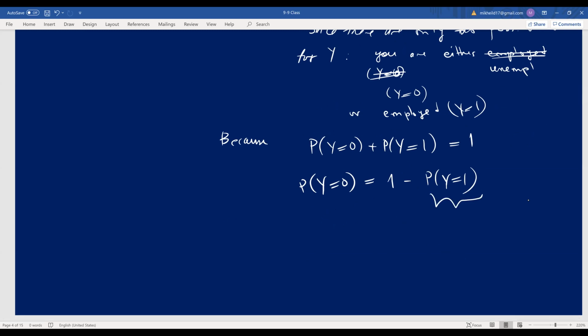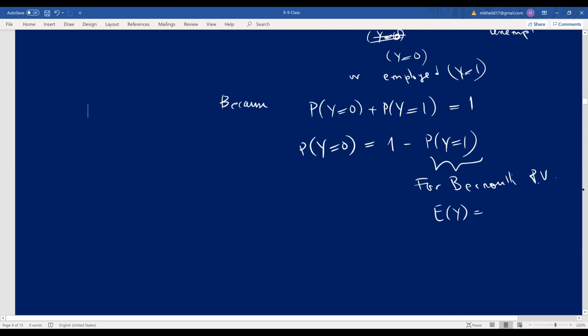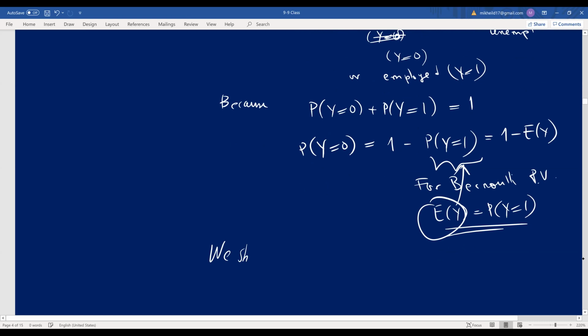Then what is this? Can you tell me? For a Bernoulli random variable, we showed before that expectation of y equals what? p, right? The p is the probability of success, right? So the success here is being employed. Do you agree with me? So then you can substitute this for this, and it will be probability 1 minus expectation of y. And this is what they wanted us to show. So we showed that probability that y equals 0 is 1 minus expectation of y. That's what they wanted us to show.